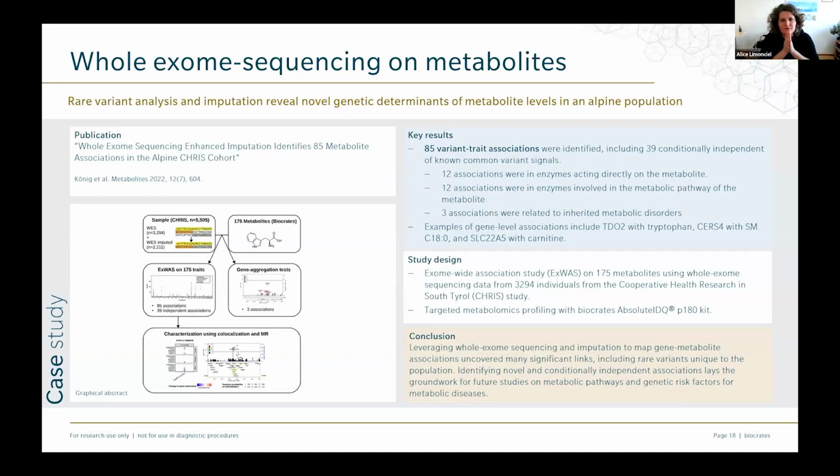What's interesting here, for example, is they had 39 variants that were not previously identified. And these associations with metabolomics are not random. 12 of those were associations between the enzyme and the metabolites that they directly process. 12 others were enzymes in the metabolic pathways of the metabolites they associated with. And so this shows you that by combining different omics, you can really start to highlight pathways that are the ones you're going to want to focus on later on.